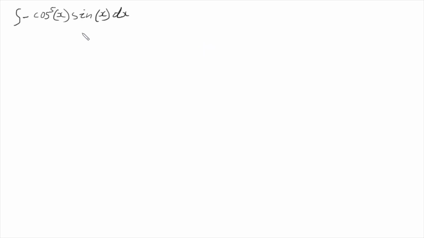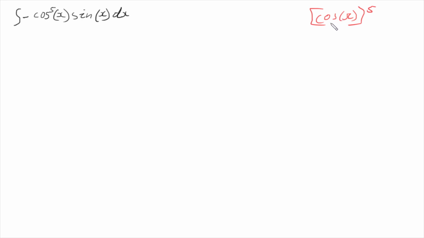Hi, in this video I'm looking at performing this integration here of negative cos^5(x) times sine of x with respect to x. So the trick with this one is that there is this cos to the power of 5. So we've also got to remember that cos to the power of 5 can also be written as (cos x) to the power of 5.